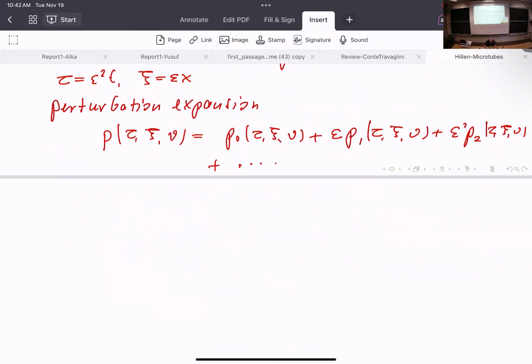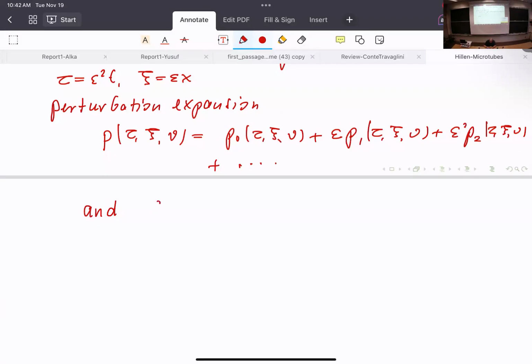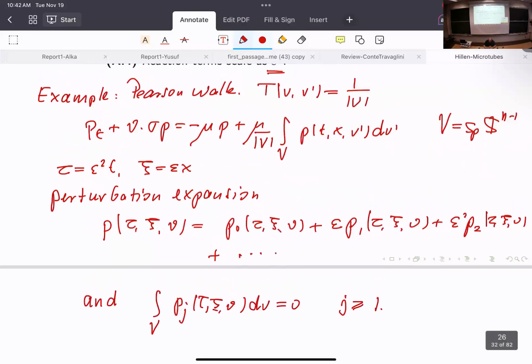And I assume that all the mass is contained in P0. So I assume that all the integrals over Pj of tau, xi, v dv are 0 for j larger or equal to 1. From the higher order terms, I assume that they integrate to 0 if integrated over velocity space. So the mass is in P0, and P1, P2, P3 are perturbations from P0, which have the average equal to 0. Okay, so what do you do now?